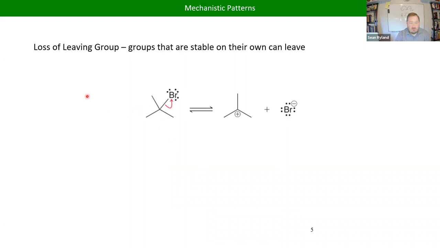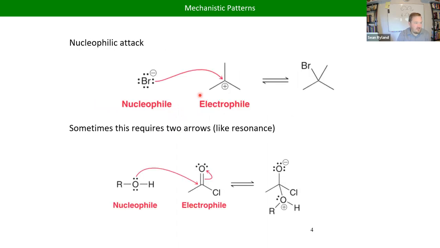Which brings us to our second pattern, which is loss of a leaving group. And a leaving group is exactly what it sounds like. A leaving group is just a part of the molecule that is relatively stable on its own and can just leave to make room for something else, or to make a relatively stable product. So in this case, this is the exact opposite of the mechanism I showed up here, right? The nucleophilic attack was bromide attacking a carbocation. But that's an equilibrium process, which means there's some possibility of this molecule reacting backwards.